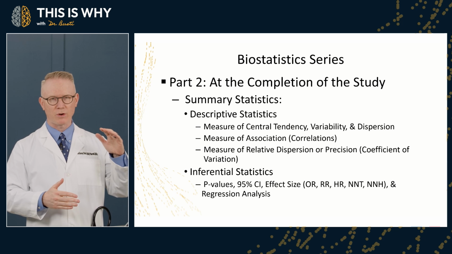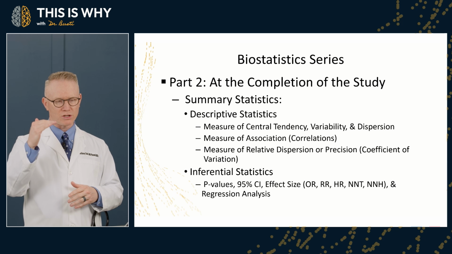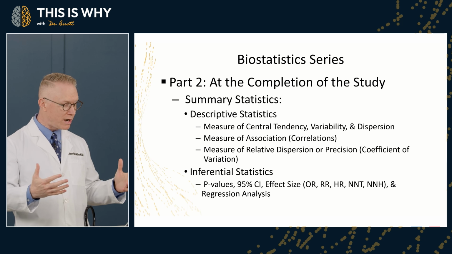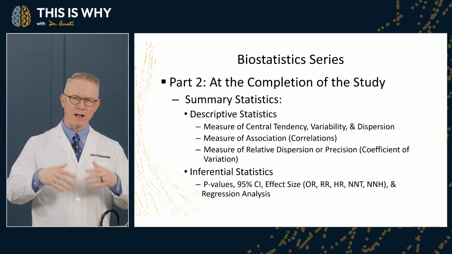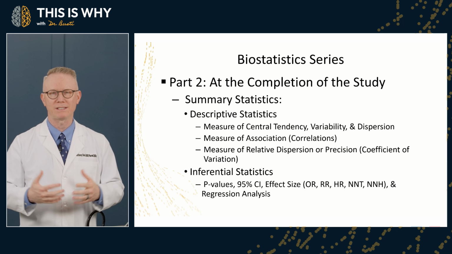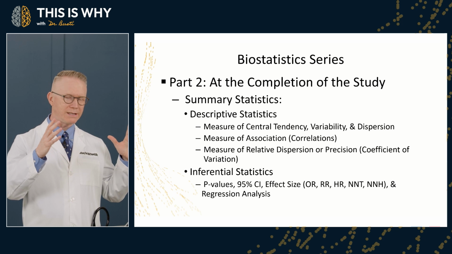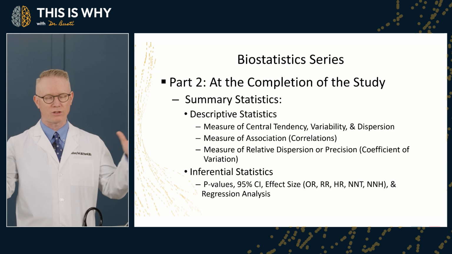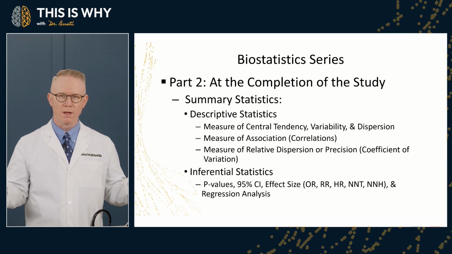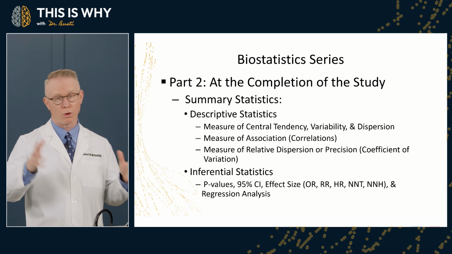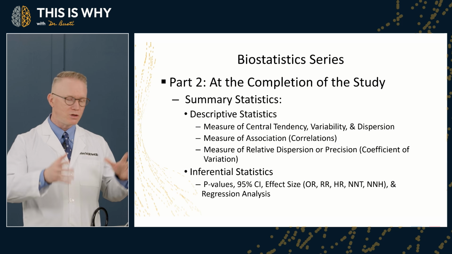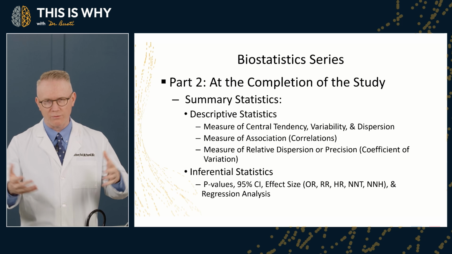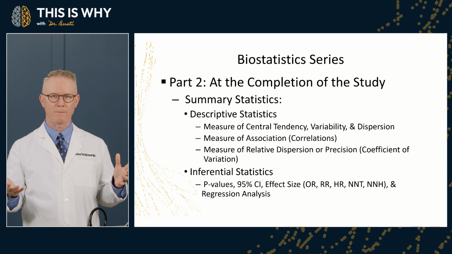And again, that's summary statistics, which is that descriptive versus inferential statistical analysis, where we learn how to describe the data, okay? And what does that mean and what does that look like? The central tendency, the variability of the data variables that we're getting, how dispersed are they in the sample? Measures of association or correlation, okay? Doing measures of relative dispersion and precision, okay? Those are like coefficients of variation when it's applicable.